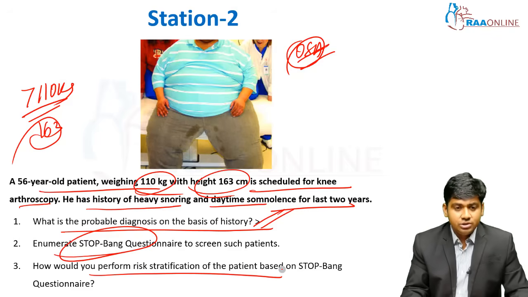Neck circumference, age, BMI, and gender. Risk stratification in the STOP-BANG questionnaire. Okay.